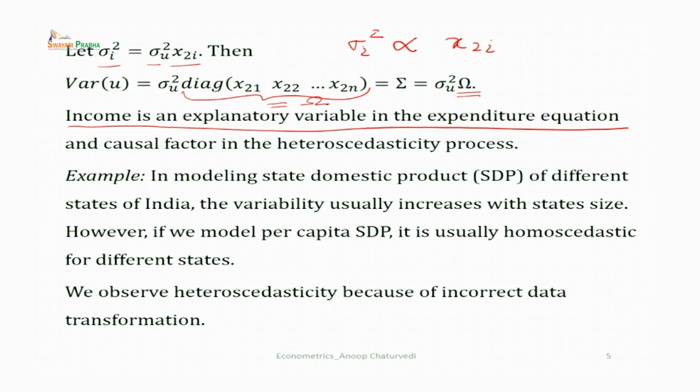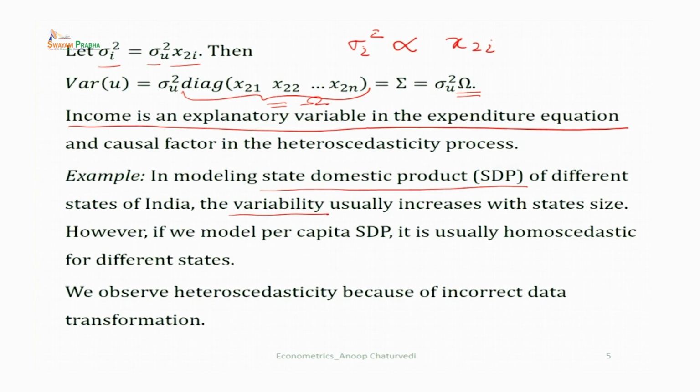Now, we take another example. In modeling the state domestic product of different states of India, the variability usually increases with the state's size. So, if your dependent variable is the state domestic product, then for the states with bigger size like UP, you may observe more variability.